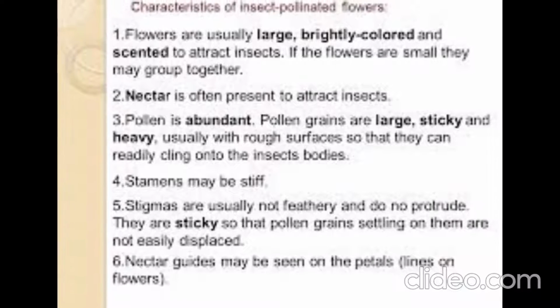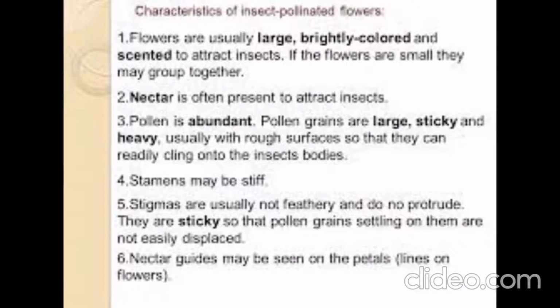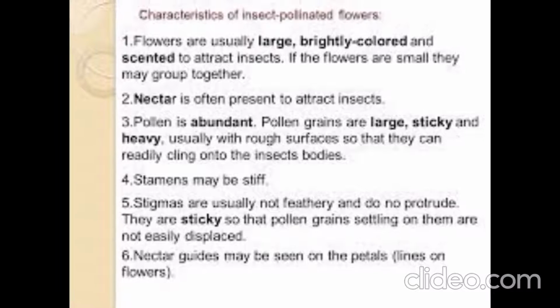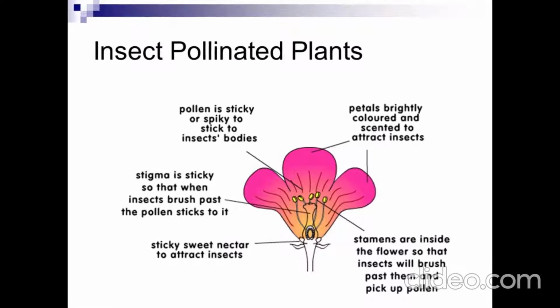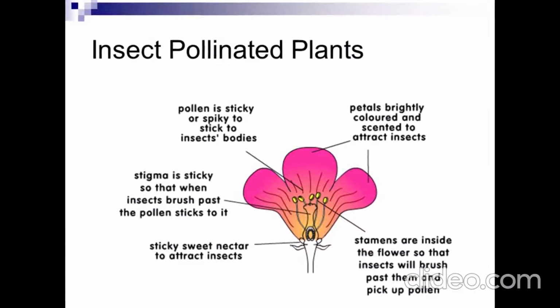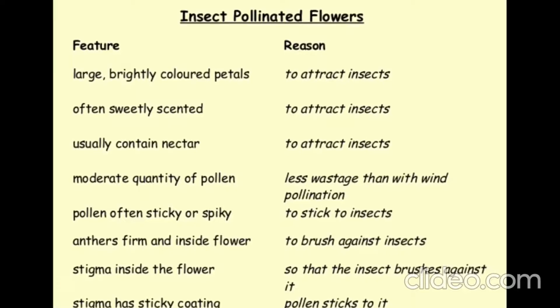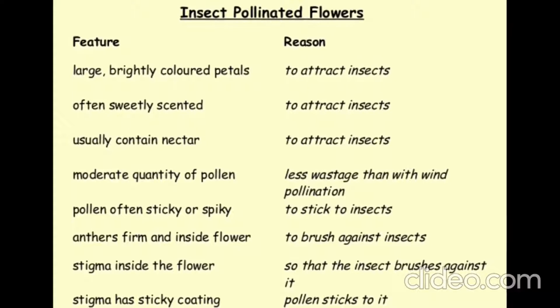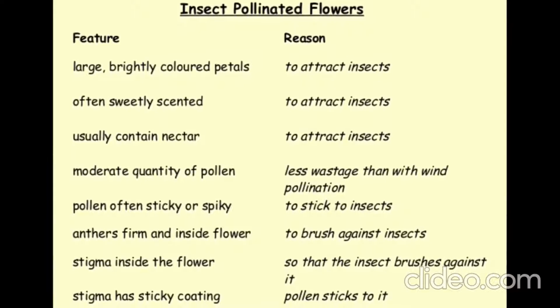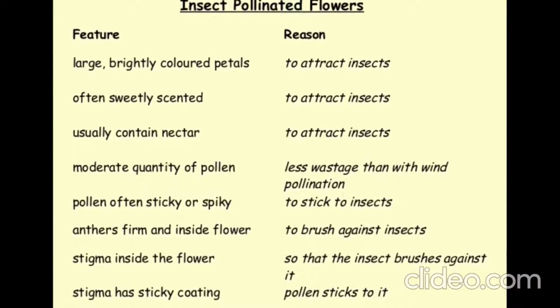Characteristics of insect-pollinated flowers. These flowers are large with colored petals to attract insects. These are scented so that insects locate the flowers by smelling. They contain nectar as food for insects. They produce sticky pollen grains so that they may stick to the body parts of the insect.